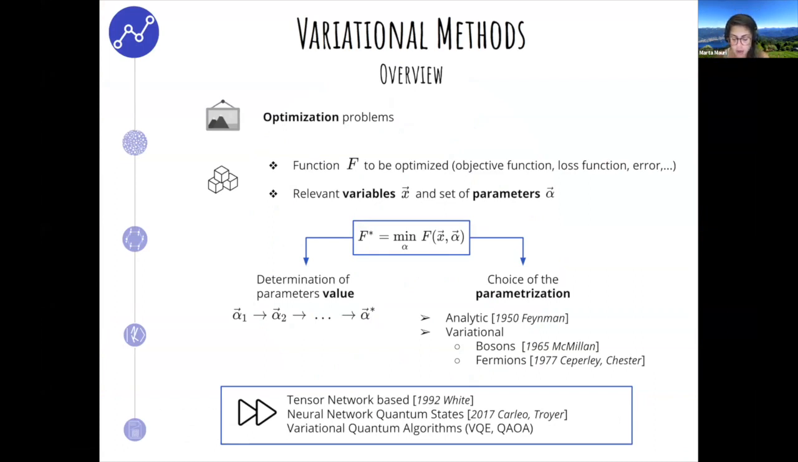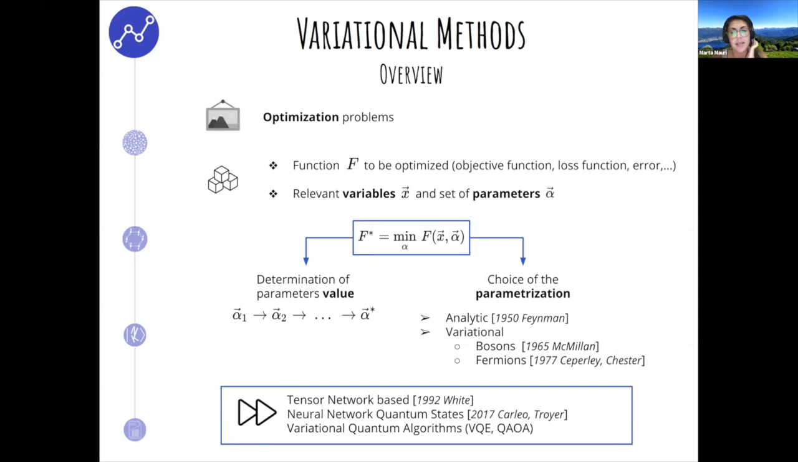So we all know that we have these variational methods that can be used to tackle optimization problems, where we have functions that we want to optimize. And these functions depend on some relevant variables that encode some important features of the system that we are interested in. And then we have a set of parameters that are variational and that we can tune in such a way that the function gets to the minimum value, so the optimal value. The two components involved in the variational methods are, the first one, the determination of these optimized values, and the other part is also the choice of the parameterization.